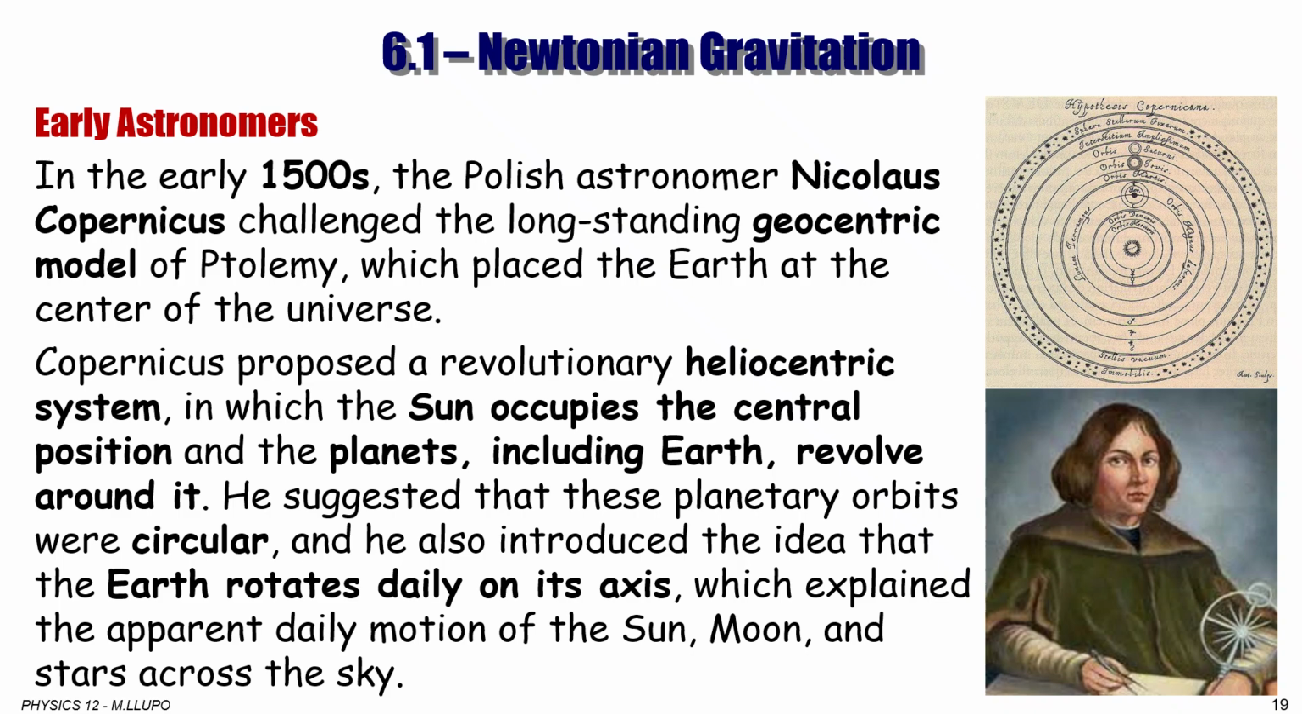Copernicus proposed a revolutionary heliocentric system in which the Sun occupies the center position and the planets, including Earth, revolve around it. He suggested that these planetary orbits were circular. He also introduced the idea that Earth rotates daily on its axis, which explained the apparent daily motion of the Sun, Moon, and stars across the sky.